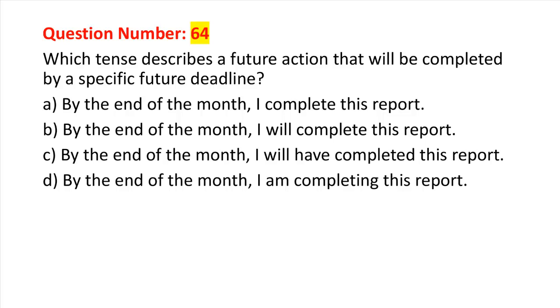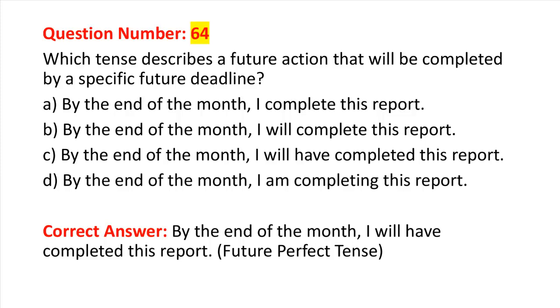Question number 64. Which tense describes a future action that will be completed by a specific future deadline? A. By the end of the month, I complete this report. B. By the end of the month, I will complete this report. C. By the end of the month, I will have completed this report. D. By the end of the month, I am completing this report. Correct answer, by the end of the month, I will have completed this report. Future perfect tense.